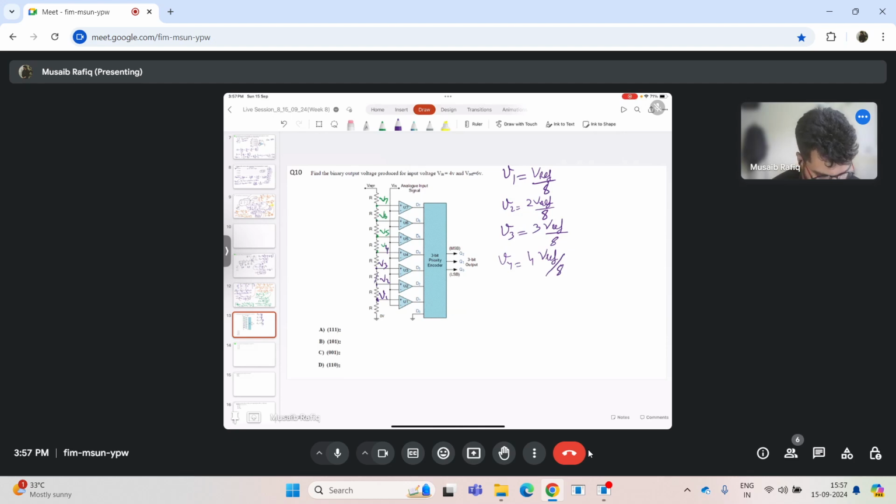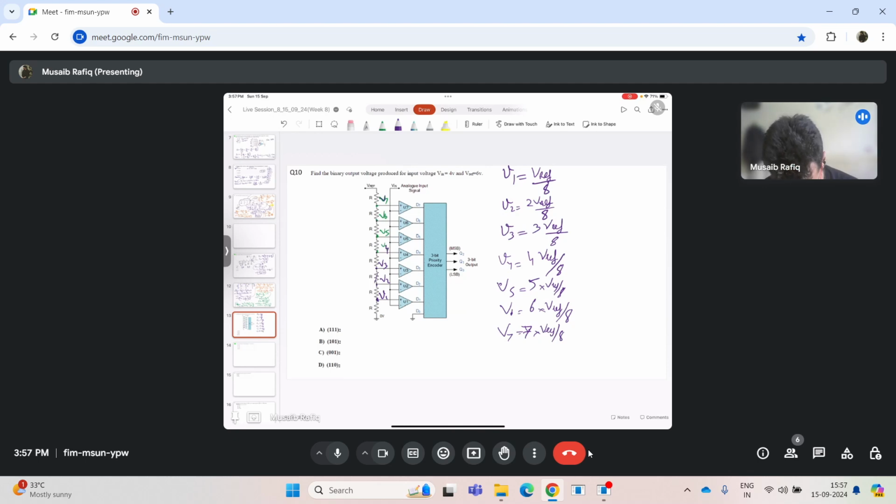V5 is equal to 5 times Vref by 8. V6 is equal to 6 times Vref by 8. And V7 equal to 7 times Vref by 8. Right.